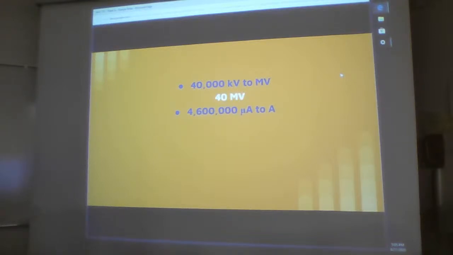So here we have 4,600,000 microamps. We want to convert that to amps. So what's that to us? We would take the decimal point and move it 6 places to the left, 4.6 amps. Okay, so if we got a reading of 4,600,000 microamps, and we needed to write that in a logbook somewhere, we would want to convert that to 4.6 amps because it's much easier to read.